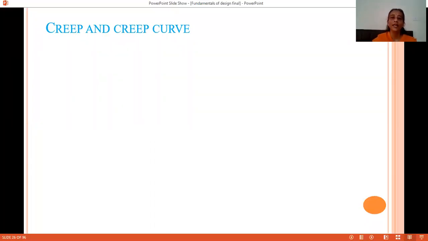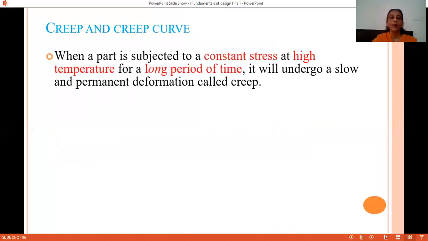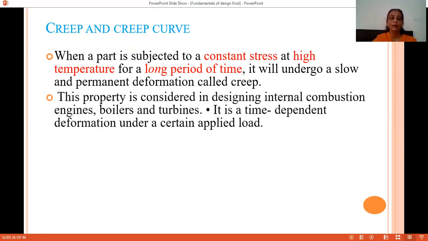When any material is subjected to a constant loading for a long period of time under a very high temperature, then there is a slow and permanent deformation which is known as creep. So this property is considered in which parts? The parts which are subjected to very high and elevated temperatures, like the parts of IC engines, turbines, boilers. We can see that creep is a time dependent deformation. It depends on time. It also depends on the temperature.